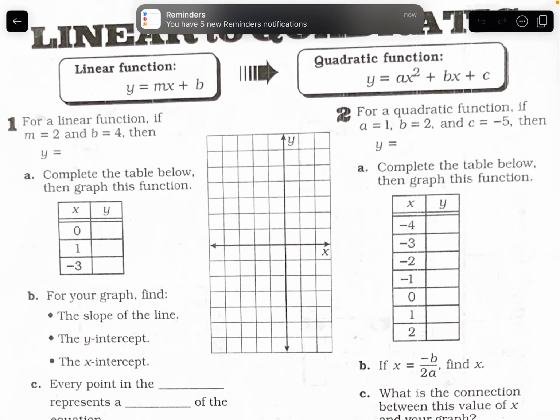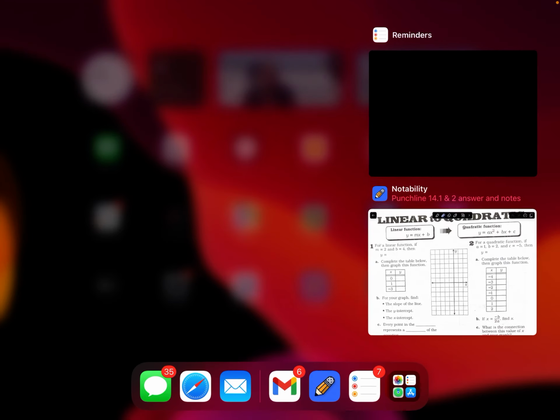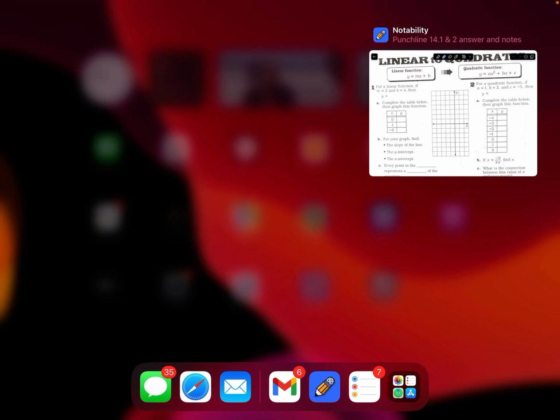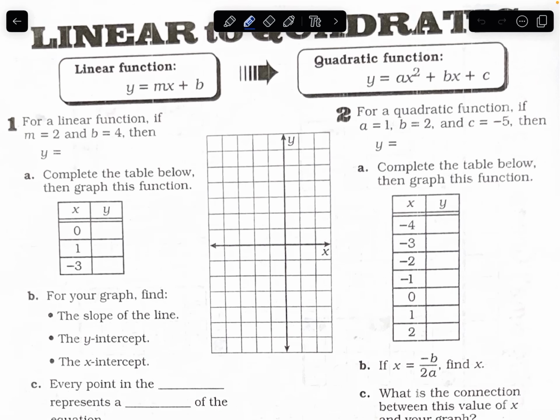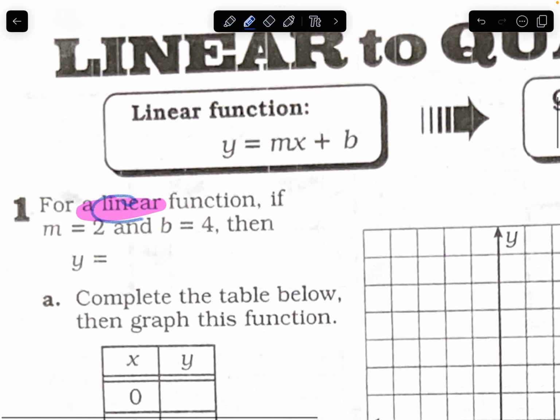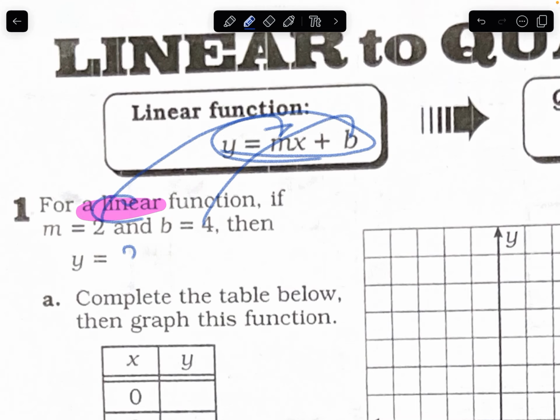Here, linear is a straight line. Anything you say linear, right there, is a straight line. So y equals mx plus b is the equation. M here we put 2, b here we put 4. So y equals 2x plus 4, right?